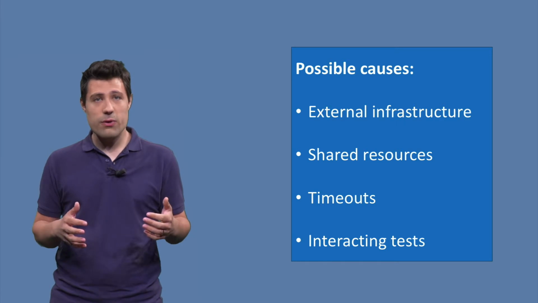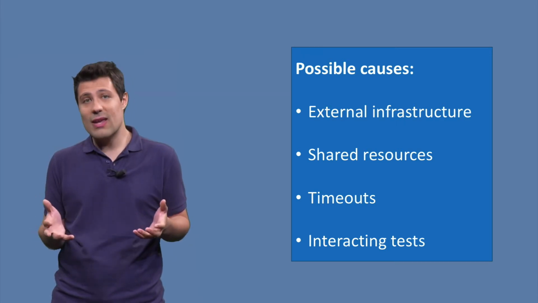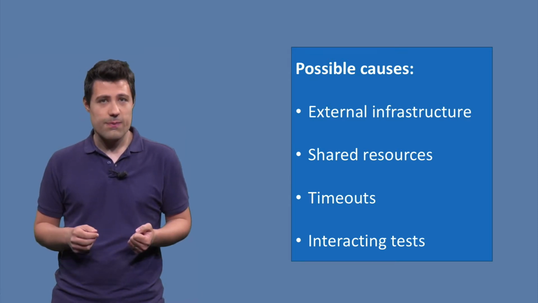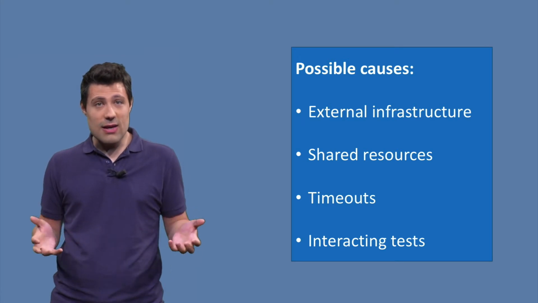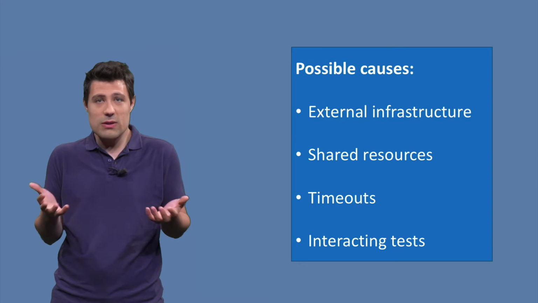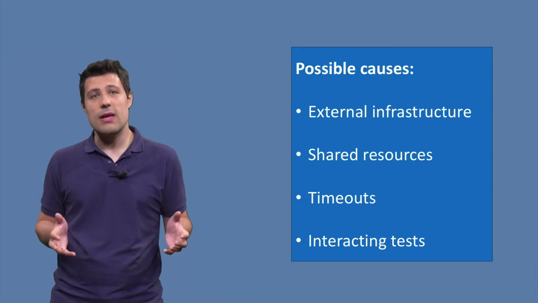Your test is waiting for something to happen in the web application, and the web application, for some reason, gets 1 second slower, and then your test fails because of that. Or because you have interacting tests. So test 1, for some reason, interacts with test 2, and vice versa. One test depends on the other. So these are all plausible causes for flakiness.